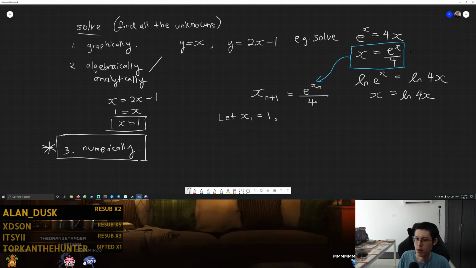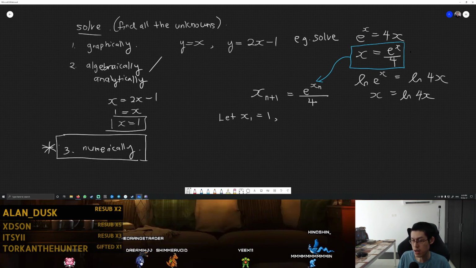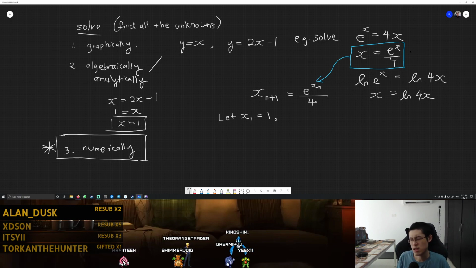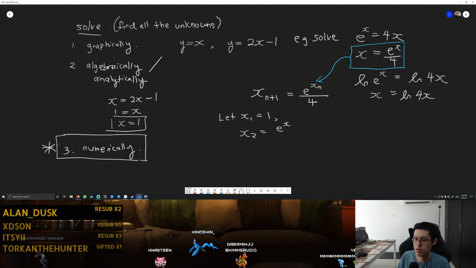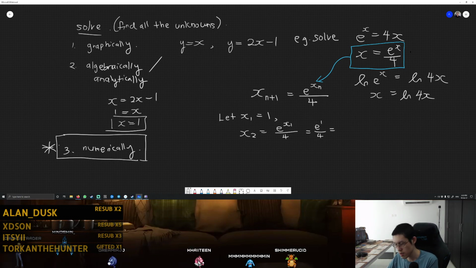So where did this come from? You can actually pick any number you want, it doesn't matter. But if you pick a number close to the root, or close to the intersection point, then you would get the final answer faster. At this point, it doesn't really make any sense, but just bear with me. So let's say we pick x1 as 1. What is x2 going to be? Well, x2 is going to be e to the x1 over 4. x1 is 1, so we put that into your calculator. Where's e?